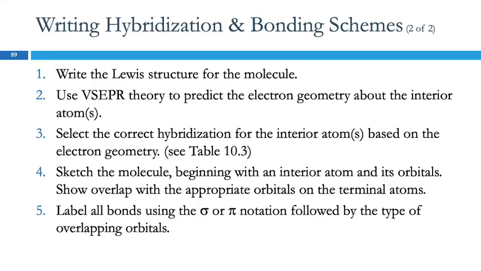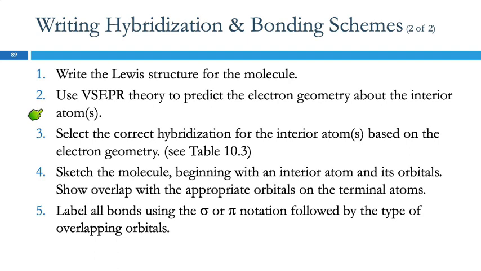We were talking about valence bond theory and looking at all of the different hybrid orbitals. And here are the instructions for how to write hybridization and bonding schemes for different molecules. So the first step is to start with the Lewis structure for the molecule.